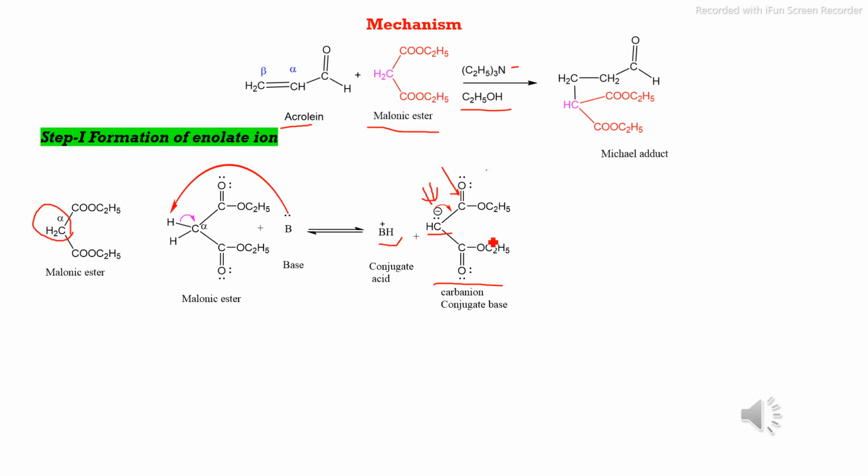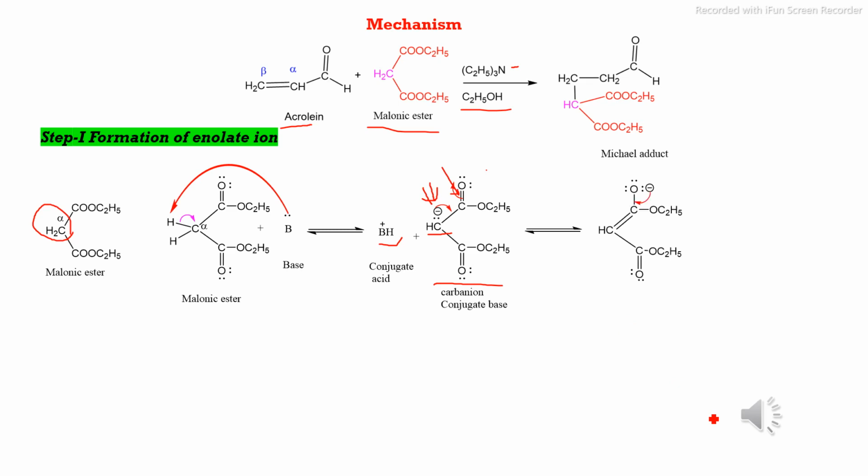Then this negative charge on the carbon atom forms a carbon-carbon double bond, and the carbon-oxygen bond will open, and the bonding pair of electrons goes with oxygen to form the enolate. This enolate is stabilized by another resonating structure. So again, the negative charge on the oxygen atom donates its lone pair of electrons.